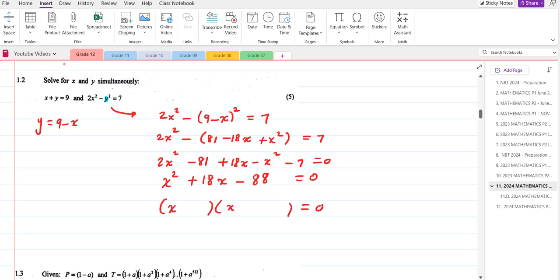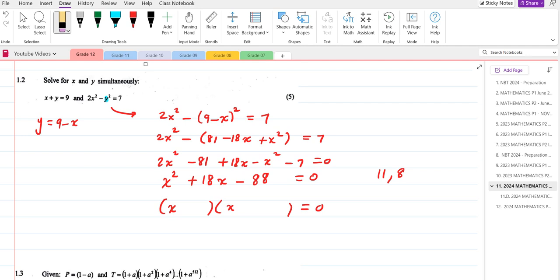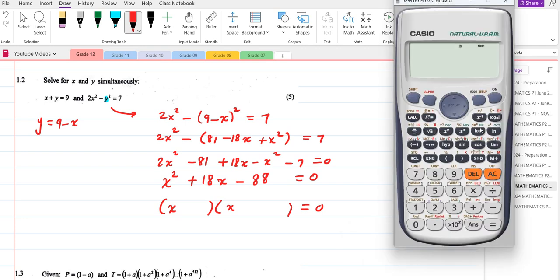Can we use 11 and 8? But using 11 and 8, we can't really get 18 if we add and subtract. So clearly we can't use 11 and 8. So what should we use? So I'm just going to use my calculator to help me out.